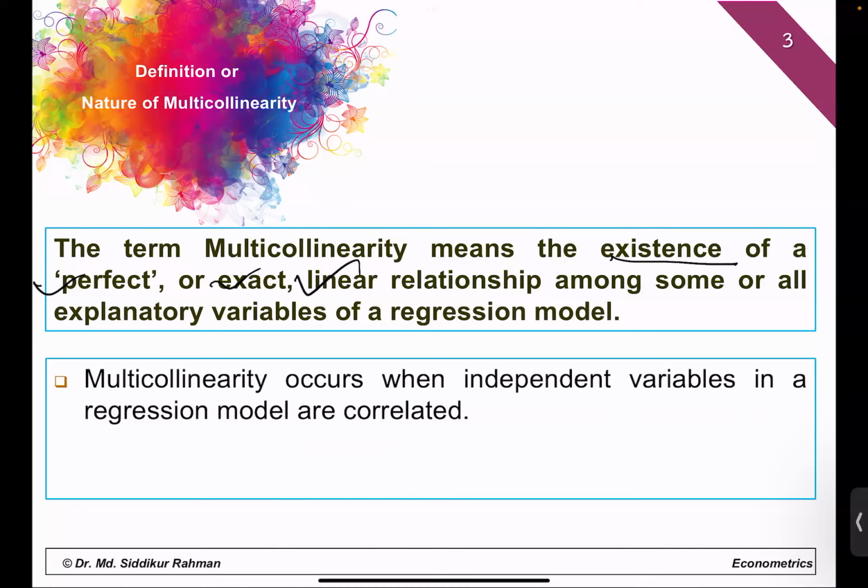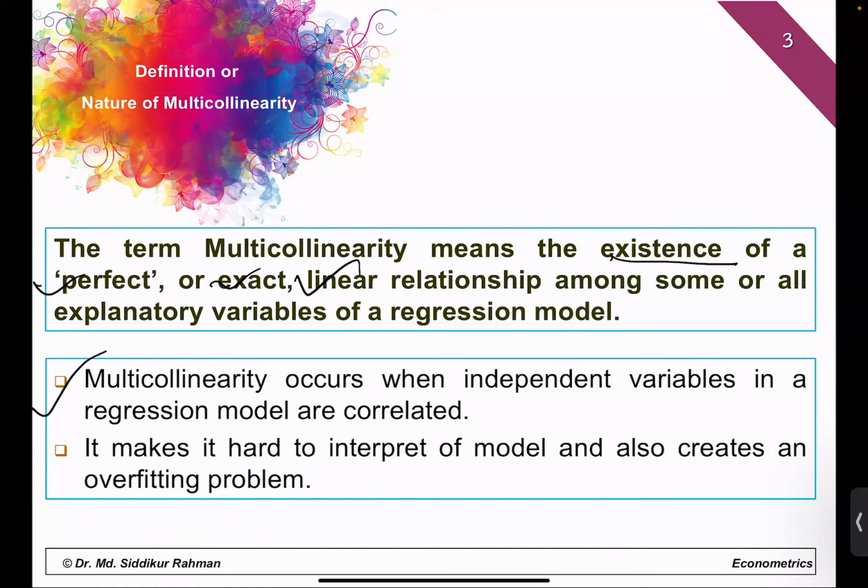Multicollinearity occurs when independent variables in a regression model are correlated. Students sometimes face difficulty in a viva board or an exam, where you are usually asked, what is the multicollinearity problem? Then you can define it like this: multicollinearity occurs when independent variables in a regression model are correlated, right? When you find the independent variables are correlated in a regression model, then you might suspect there is a multicollinearity problem. So what is the problem?